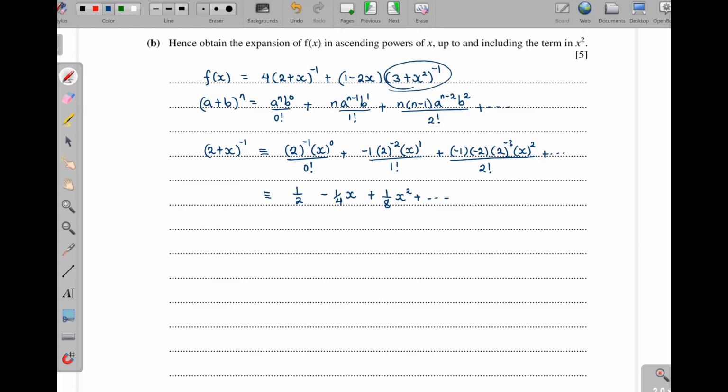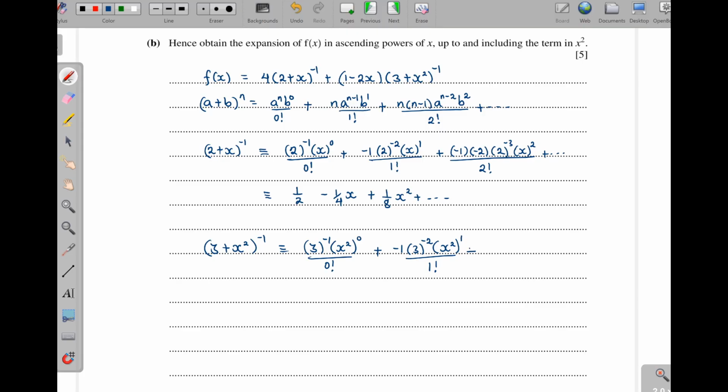Then how about this one here? We have 3 plus x squared, then power negative 1. So we shall have here 3 to the power of negative 1, then x squared to the power of 0 out of 0 factorial, then plus, drop this one here, you get negative 1, then 3 to the power of negative 2, then x squared to the power of 1, then out of 1 factorial.